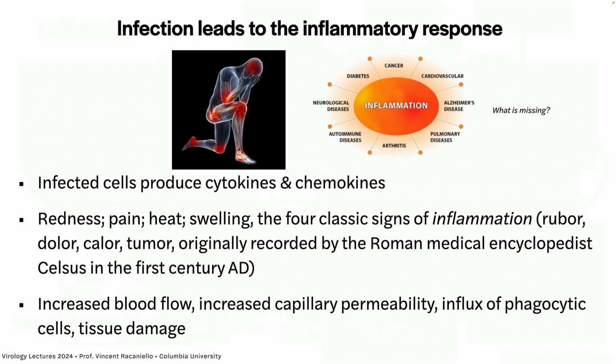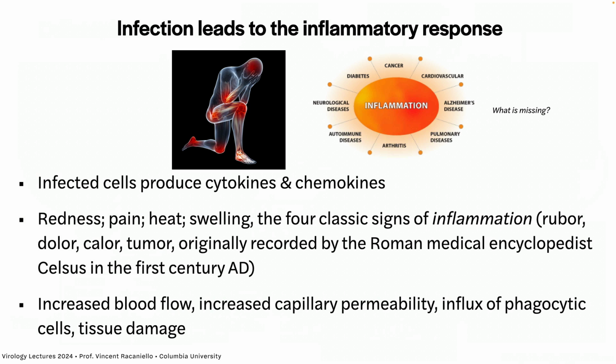So what is inflammation? Redness, pain, heat, and swelling. These are the four classic signs originally described by this Celsus, a Roman medical encyclopedist in the 1st century AD. And they're called in Latin rubor, dolor, calor, and tumor, right? Redness, pain, heat, and swelling, all caused by the changes induced by cytokine and chemokine production.